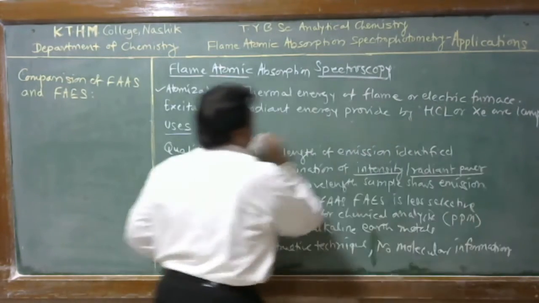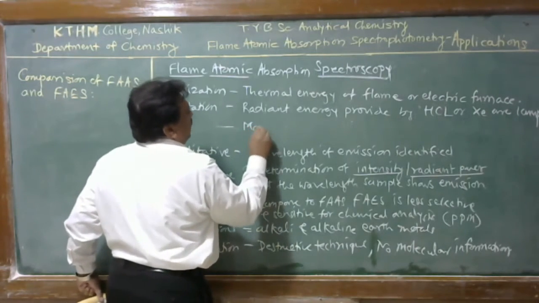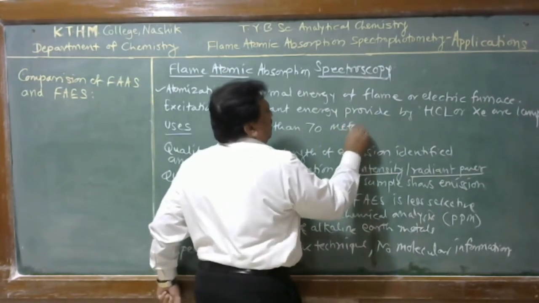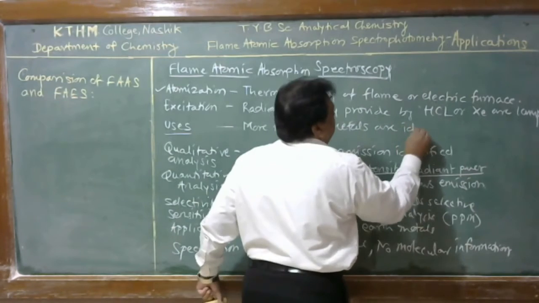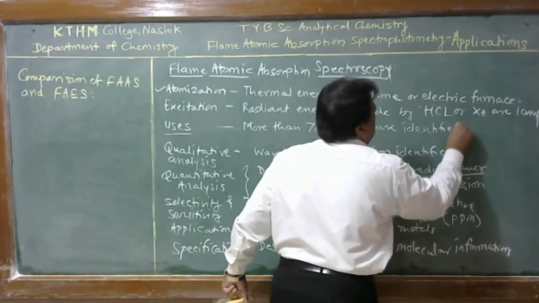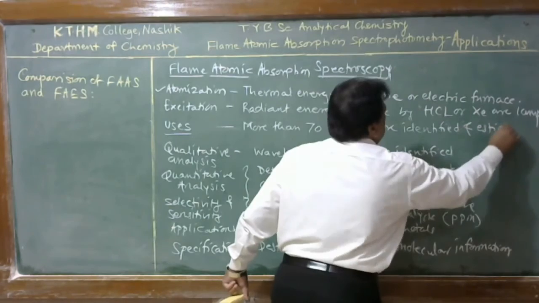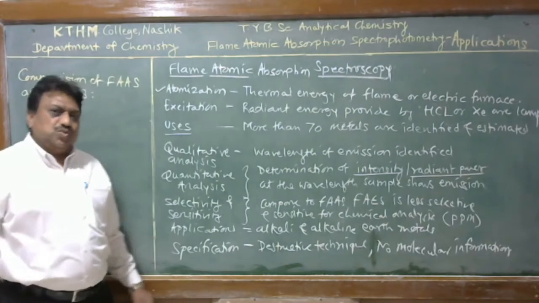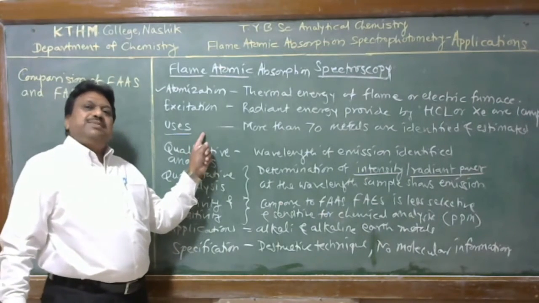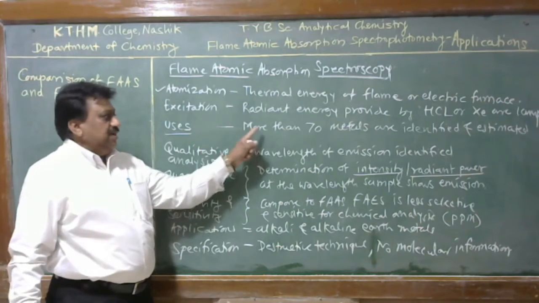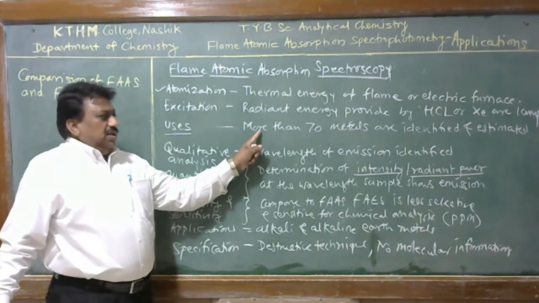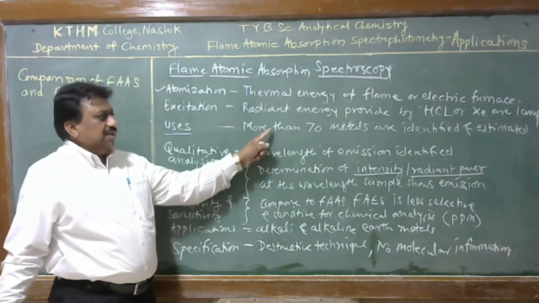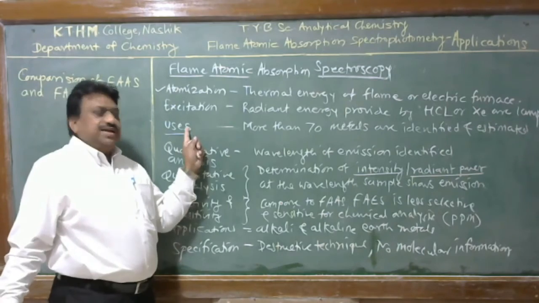More than 70 metals are identified and estimated by this flame atomic absorption spectroscopy, while flame emission spectroscopy is limited to alkali and alkaline earth metals. Here, elements are atomized by flame temperature as well as by using an electric furnace, and those are excited by using excitation energy.